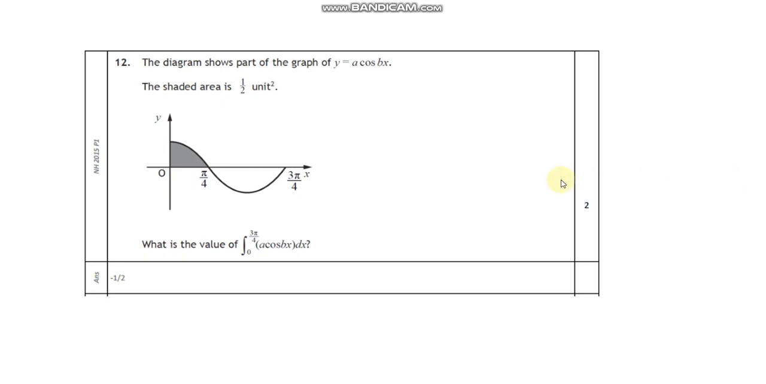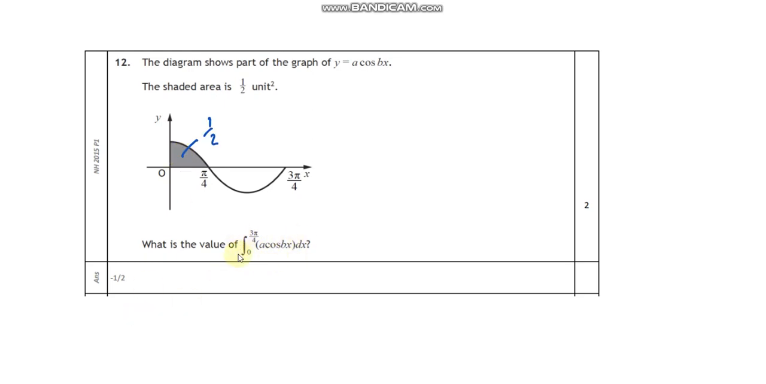In the very last video, it's a little context question, 2 marks. It's more about visualizing it than anything. So we've got our cos graph, and the shaded part here is 1/2. So I know that is 1/2, and it wants to know what is the value of this.